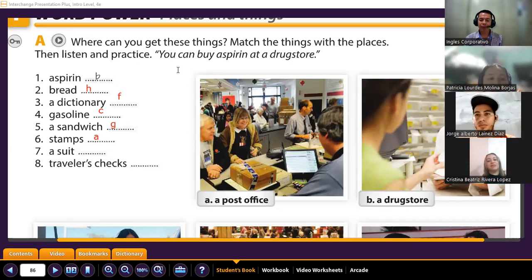You can buy a stamp at a post office. But you can buy stamps. Stamps. Patty, listen. Stamps. Okay, like student, right? Steven. In El Salvador, of course, but if we say Steven, right? Okay, stamps. You can buy stamps, please, Patty. You can buy stamps at a post office.